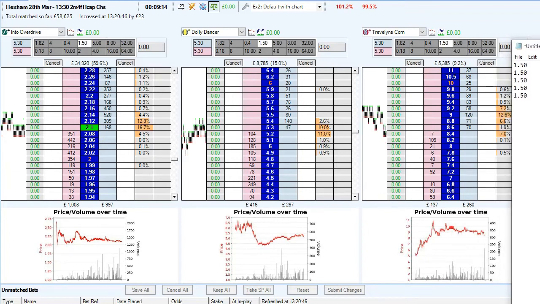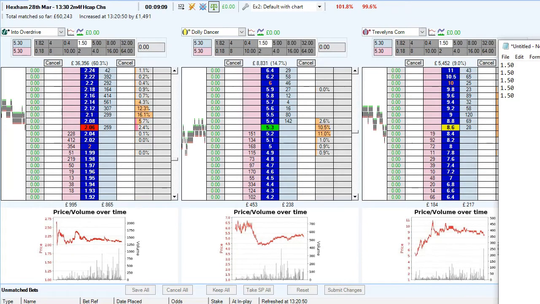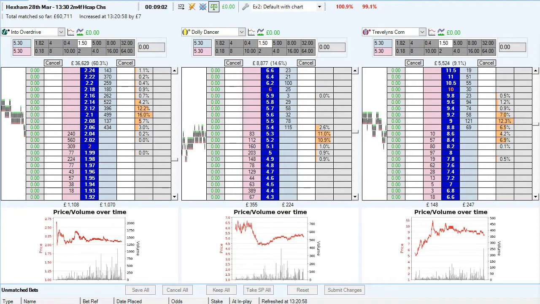I generally don't like going much before 4 or 5 minutes before the off, because you feel like you've got no control. Money's coming in and going out, and you don't really know what's going to happen at the last minute. But you can do a tester. So I could put a tester in here. Sorry, I'll put one in there. That might get matched. It probably won't now, to be honest with you.